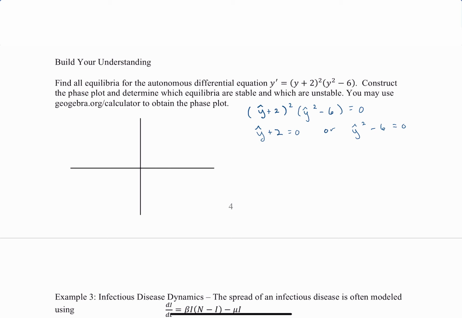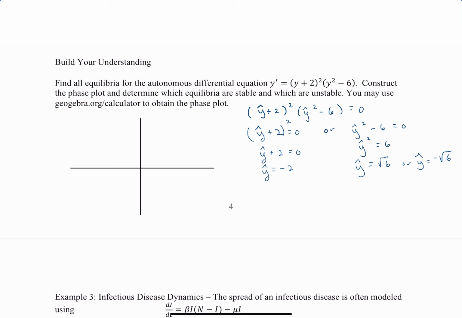By the way, the way I got this y plus 2 equals 0 is that either one of the two factors has to be 0. So if you think of one factor as y hat plus 2 squared, then you square root both sides and you get back to y hat plus 2 equals 0. That would give us y hat equals negative 2, and the other possibility, y hat squared equals 6. So y hat could be positive square root of 6, or y hat could be negative square root of 6.